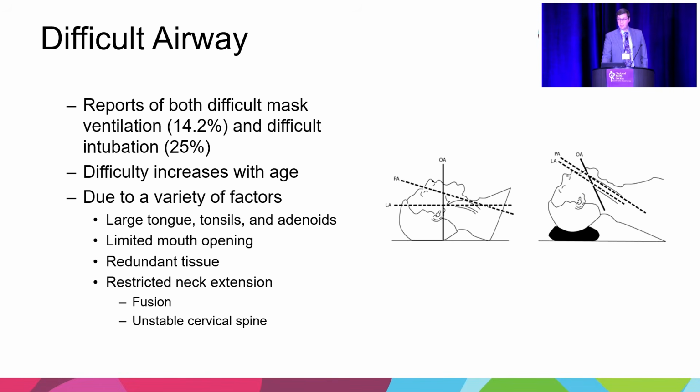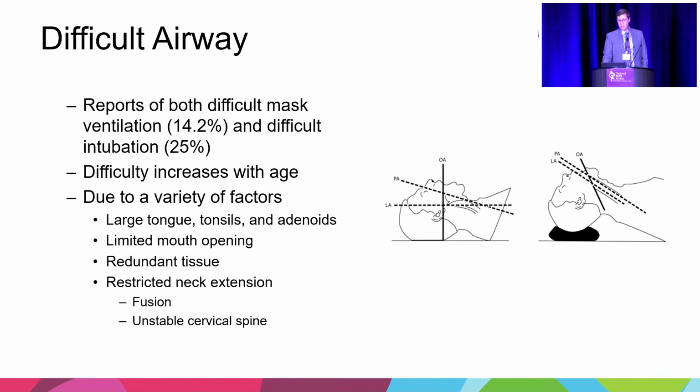So patients with MPS are known to have difficult airways. The exact incidence also ranges depending on the publication that you look at, but a representative number would be difficult mask ventilation of around 14% and difficult intubation of almost 25%. What we do know for certain is that difficulty increases with age, and it's due to a variety of factors, things like a large tongue, tonsils, and adenoids, limited mouth opening, redundant oropharyngeal tissues, and restricted neck extension, either because of prior fusion or because of atlantoaxial or cervical instability.